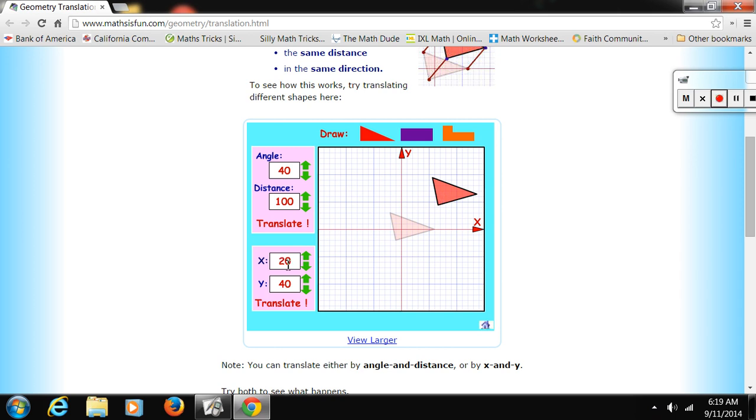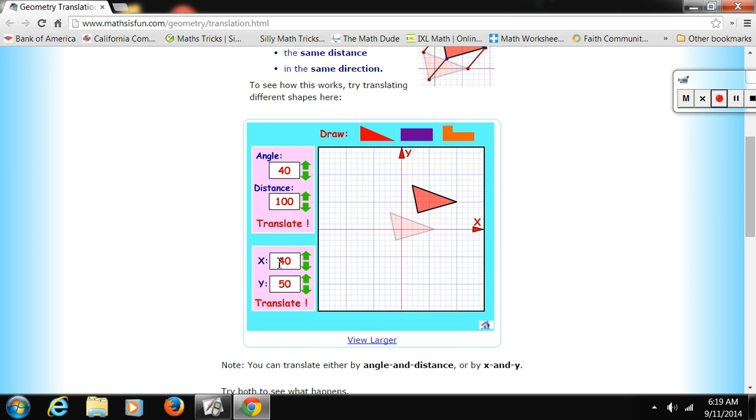Now if I was to change my thing here and use x as 40 and y as 50, I need to put the triangle back in the center again, and then I'm going to move it. It's going to show you it's going to go over 40 up 50, over 40 up 50, over 40 up 50. It's going to shift it that way. So that's a different angle.